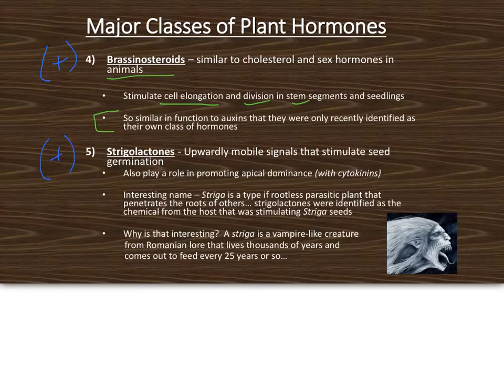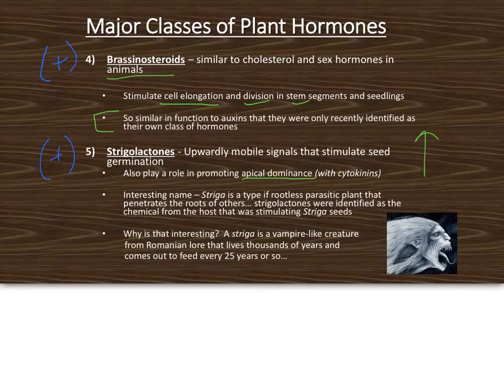The fifth one is one of my favorites, the Striga Lactones. Striga Lactones are primarily going to stimulate germination in seeds, so they're going to be produced very, very early in the life of a new plant. Striga Lactones also probably help with apical dominance that we saw earlier. So just like the cytokinins, they help cause cells to grow vertically.